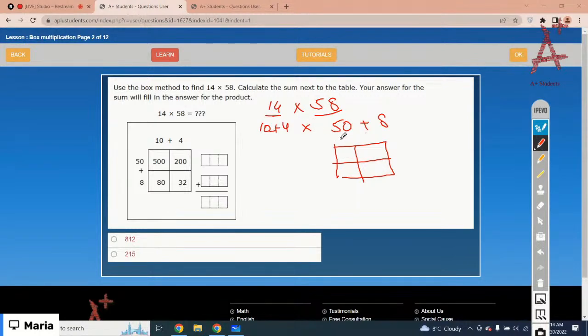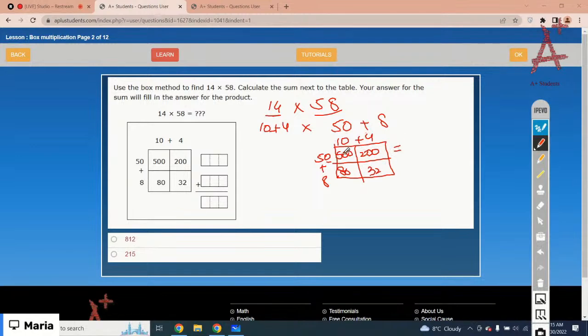So here you can write 10 plus 4 and 50 plus 8. In this box you have 10 and 50, so you have to do 10 times 50. 5 times 1 is 5 and add both the zeros. Got it? In this row you have 4 and 5, so 4 times 5 is 20 and you add a 0 from this one. In this column you have the 10 row and 8 column, so 10 times 8 is 80. In this row you have 4 and 8, so 8 times 4 is 32. Got it? So you have to add them.